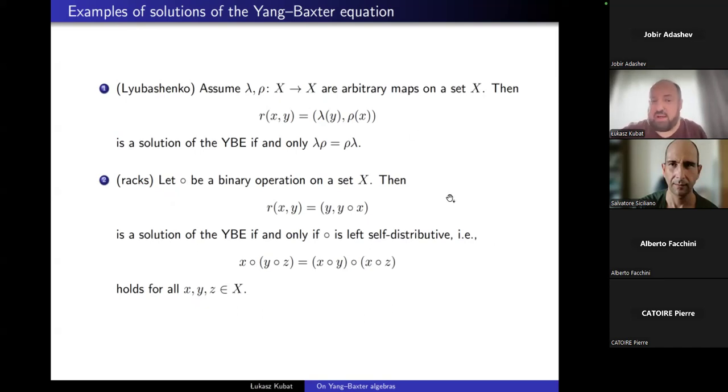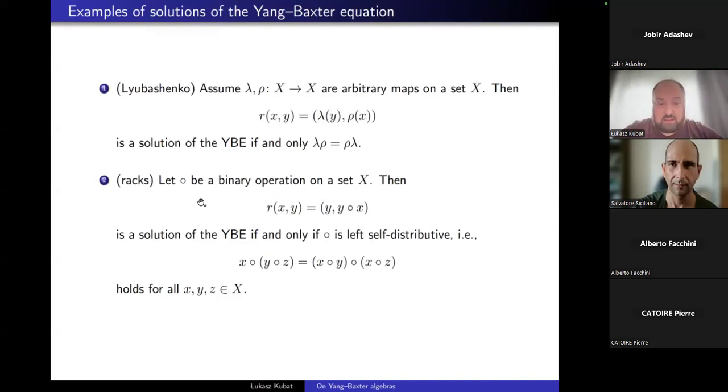What happens if we have some extra structure on a set X? For example, if we have just one binary operation on the set X, then it can be checked that the formula (x, y) goes to (y, y ∘ x) gives you a solution if and only if this binary operation is self-distributive in the following sense.